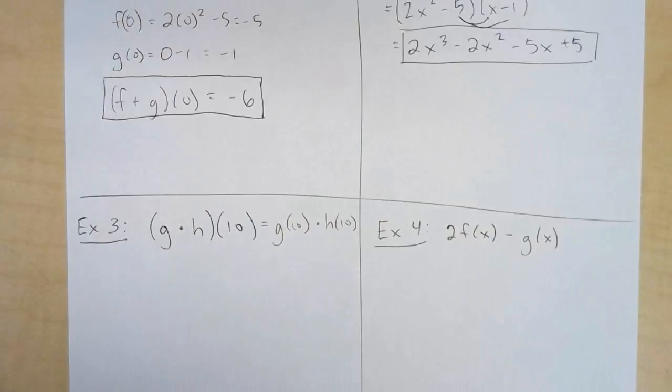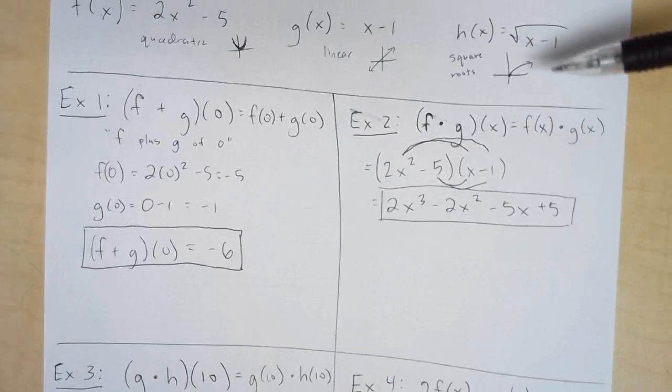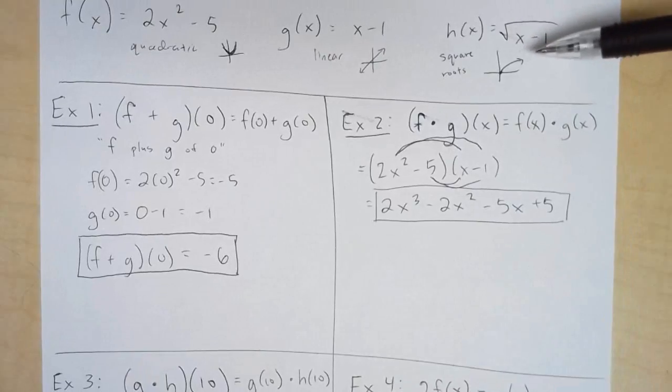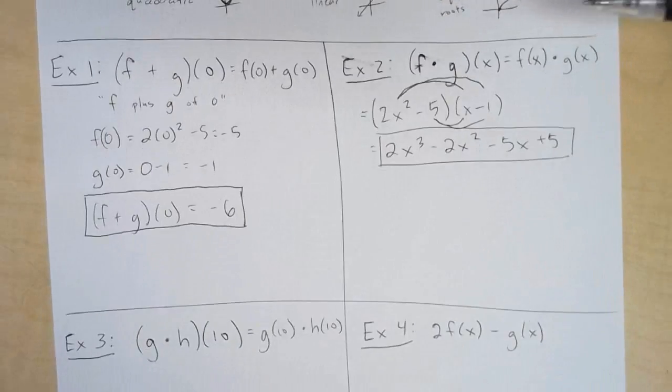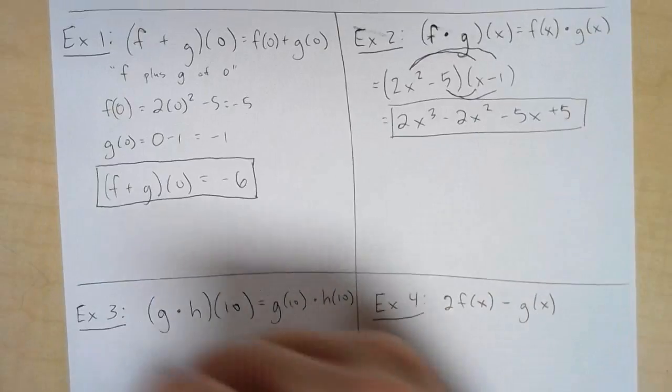So now I'm looking at it, I'm looking at the square root. I don't want to multiply with the square root. I don't want to multiply this square root. I'd rather just evaluate first and then multiply. So let's just do that.